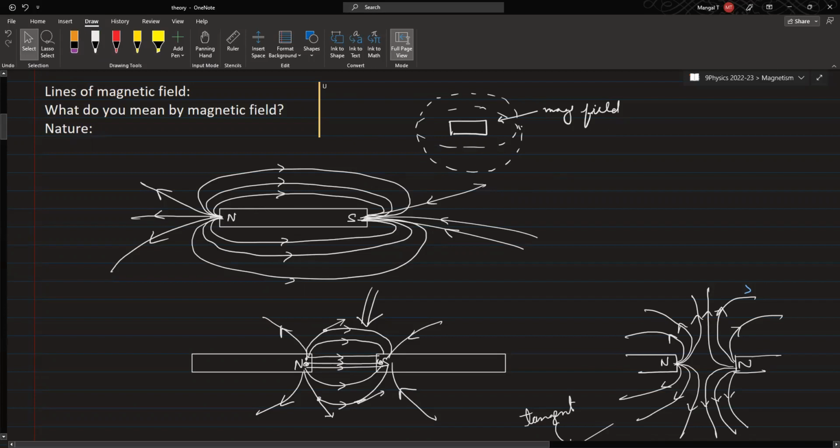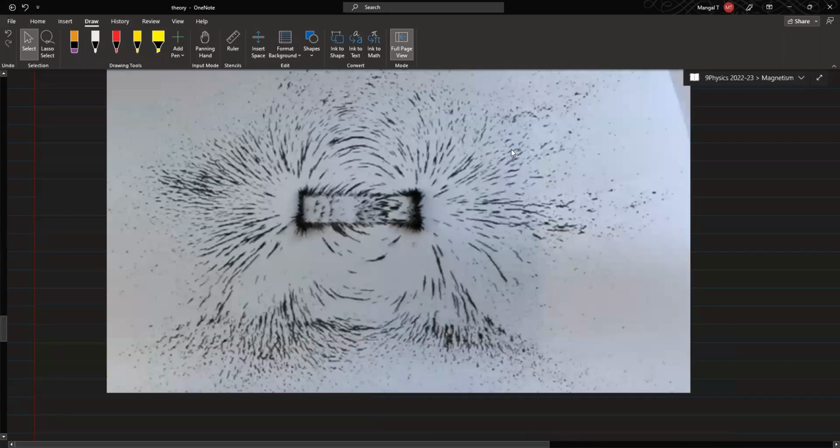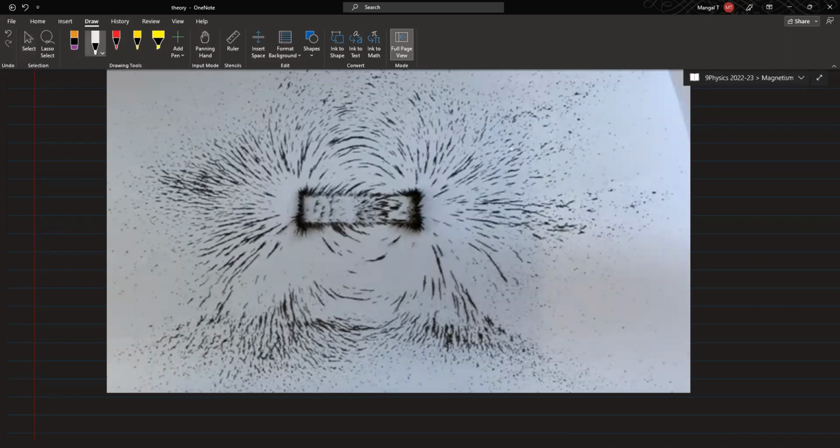To visualize these lines, there are ways which we have adopted. One of them is this. When you take a bar magnet, place a paper on it, sprinkle iron filings on the paper and then gently tap it, you will see that the iron filings arrange themselves in this pattern. This pattern is of a magnetic field.